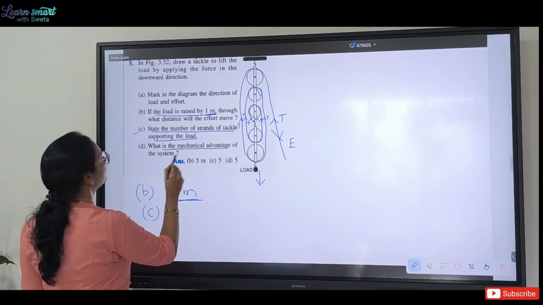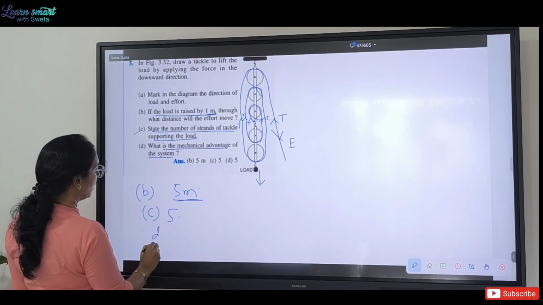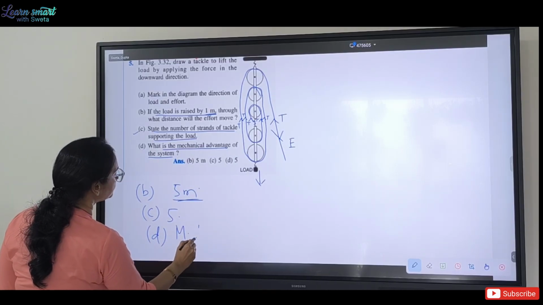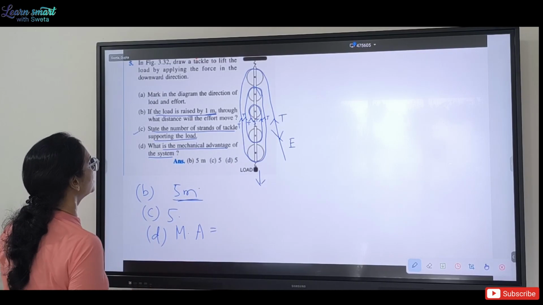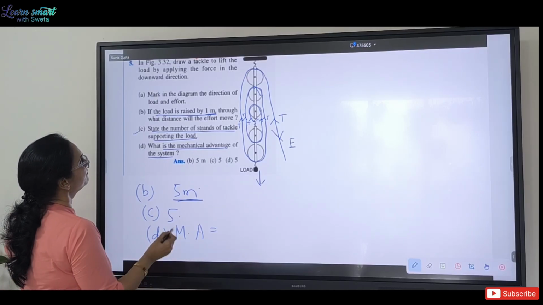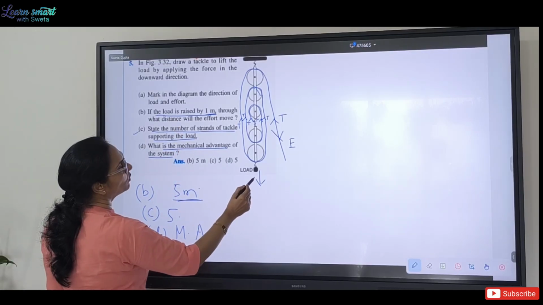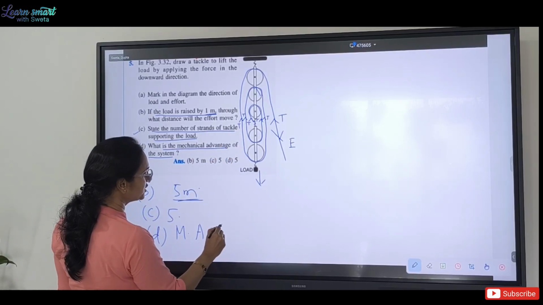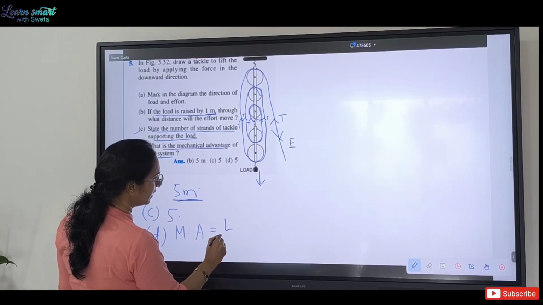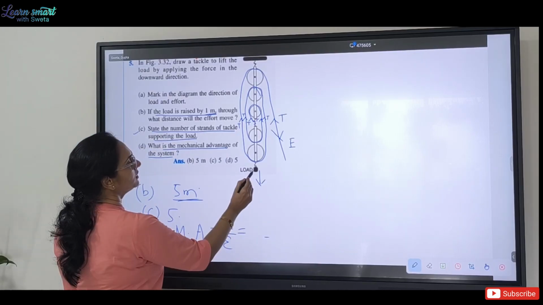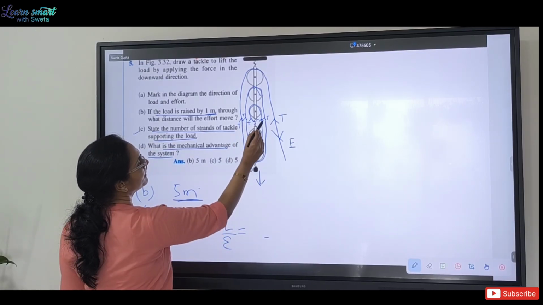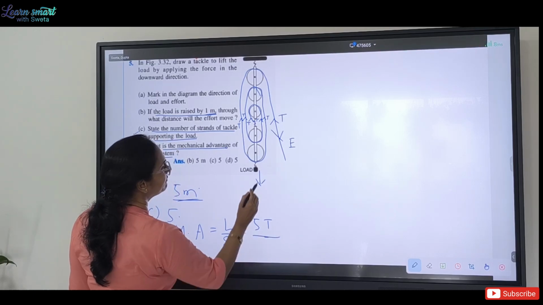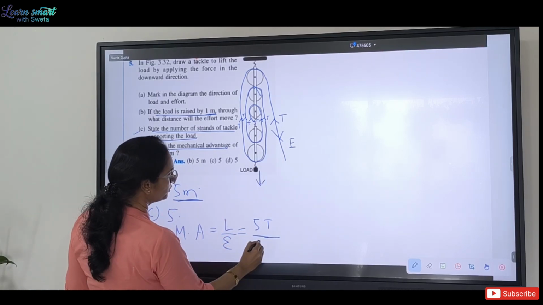And what is the mechanical advantage of the system? So how do we calculate the mechanical advantage? We will simply do mechanical advantage is equal to load upon effort, but here we can see that the load is balanced by the 5 tension forces. So mechanical advantage here will be load upon effort. Here load is supported by the 5 strands of the tackle, so we write 5T, and effort is how much? Effort is equal to T.